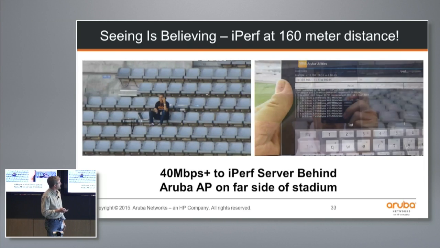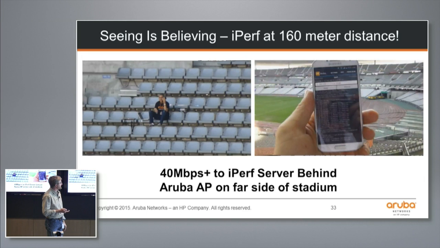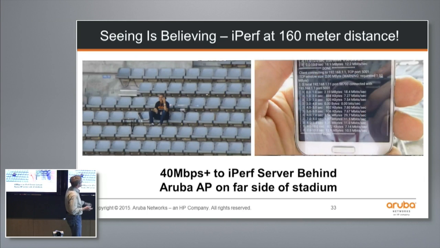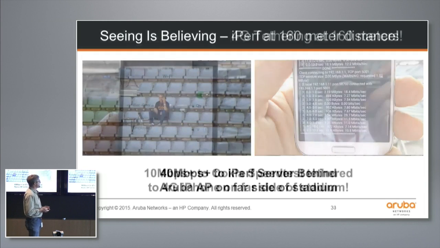Then we connected with the Galaxy S4, a 1-stream AC device, and we're pushing a high of almost 30, a low in the 7 range megabits per second at 160 meters. You could say, well, that's an enterprise AP with a powerful radio, but the smartphones have really poor radios in them, so they're not that powerful. Well, we tried that test as well.